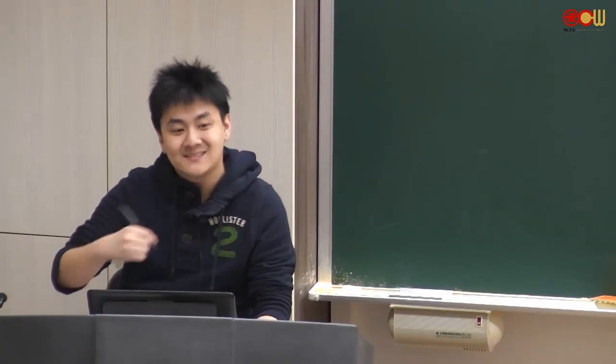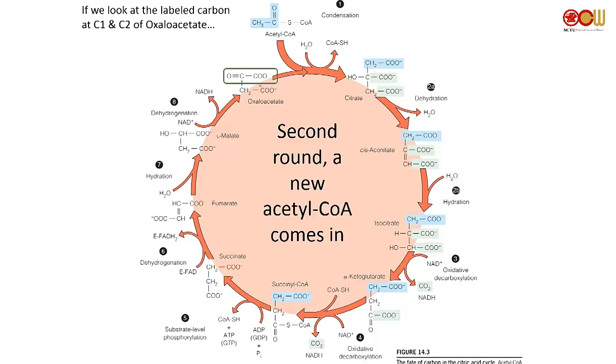So let's say the 2 labeled carbons are at C1 and C2. What will happen? This carbon right here ends up right here after adding acetyl-CoA. And by aconitase, it ends up still in the middle. Then remember that isocitrate dehydrogenase will kick out the carboxylate in the middle. So you lost 1 CO2 here, and then the label becomes 1 carbon in the middle.